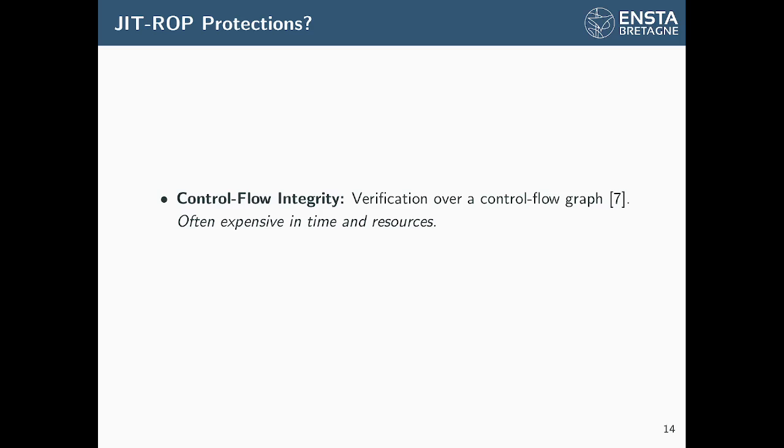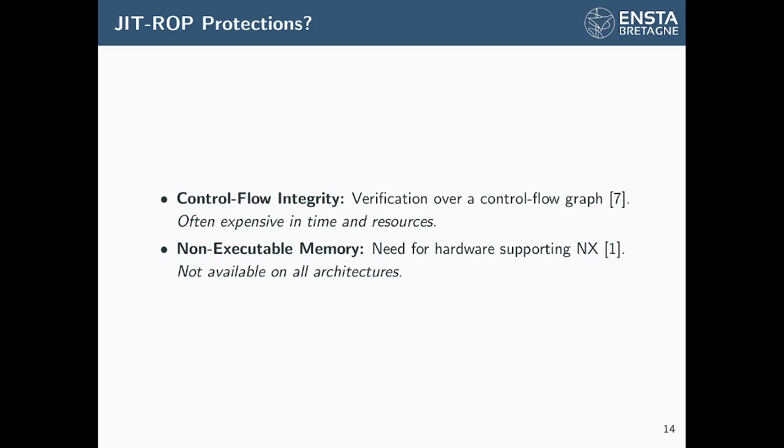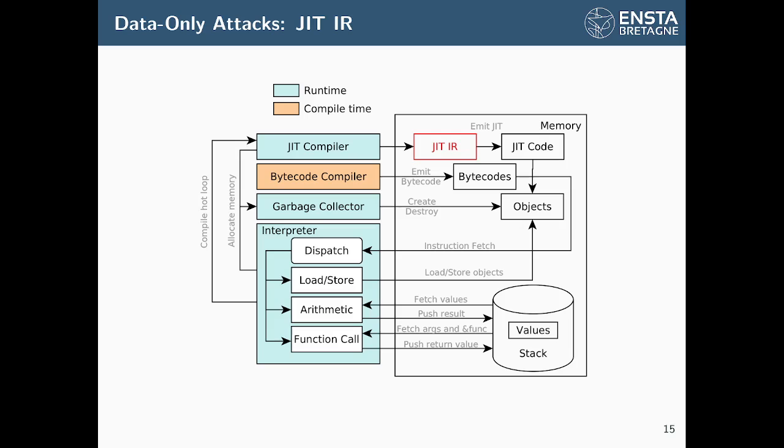You can protect from this attack by using, for example, control flow integrity, but this means that you have to generate the control flow graph of your program and then verify this graph over time. So it's often expensive in time and resources. You can also have non-executable memory, but this is not available on all architectures. So basically this is the go-to state-of-the-art attack if you would like to attack an ISA or a JIT compiler, but it's very hard to craft and to conduct.